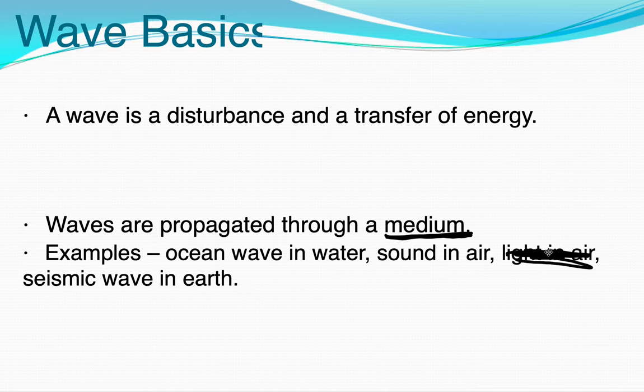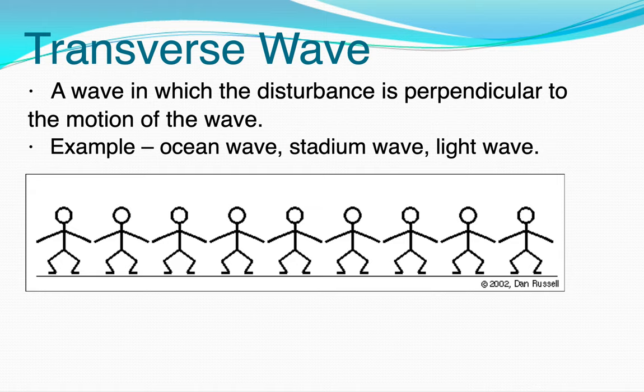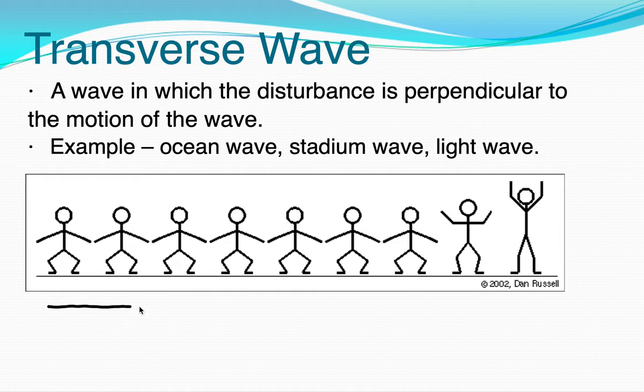So once again, a mechanical wave has to have a medium. The medium is the thing that the wave is moving around. Okay? Now there's two main types of mechanical waves. And the first one is a transverse wave. So in a transverse wave, you can see the direction of travel of the energy is perpendicular to the motion of the actual particles.